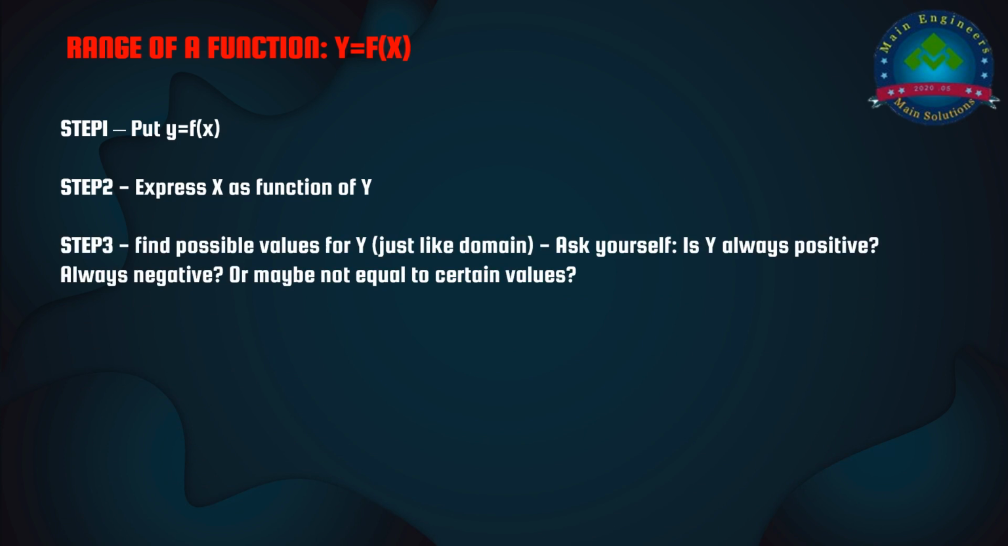Just like in the domain, where we find the possible values of x, the input values, here we are going to find the output possible values. The steps and the conditions are going to be the same. Just ask yourself: is y always positive, or always negative, or maybe not equal to certain values? These are the things you have to consider while writing the final equation for the range.